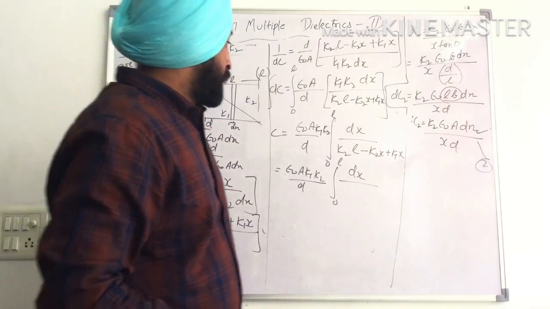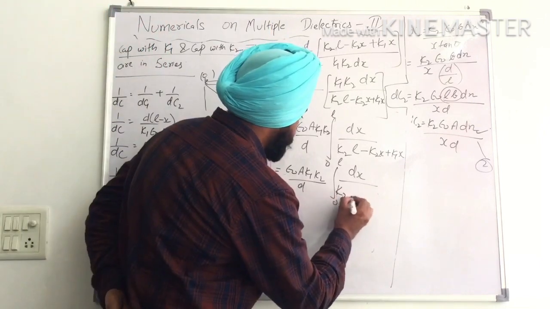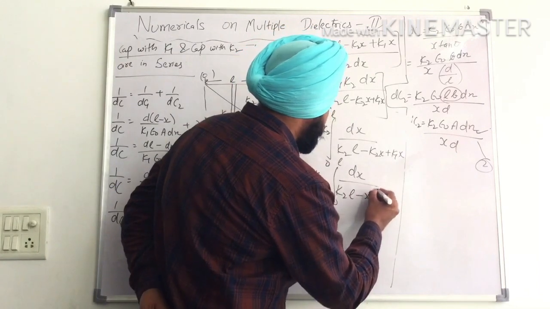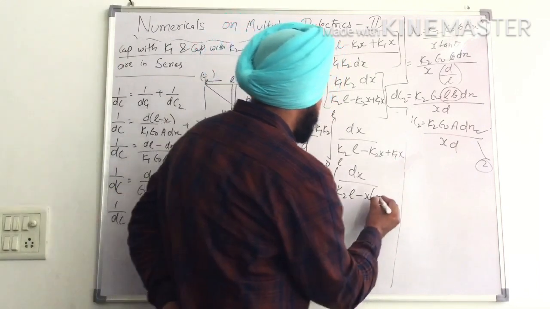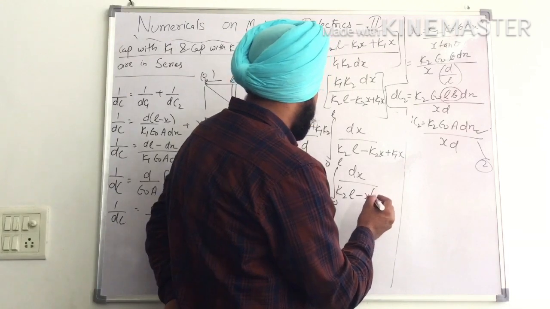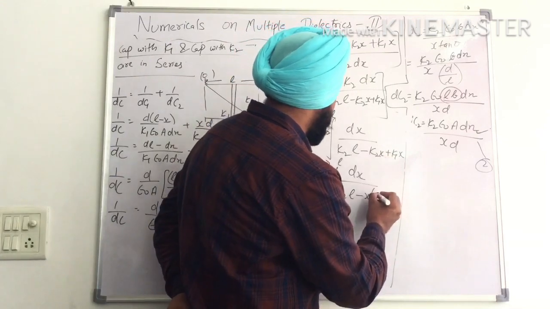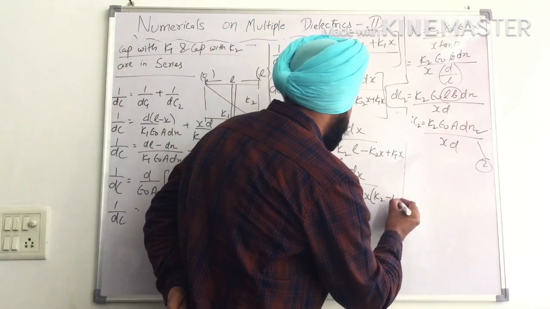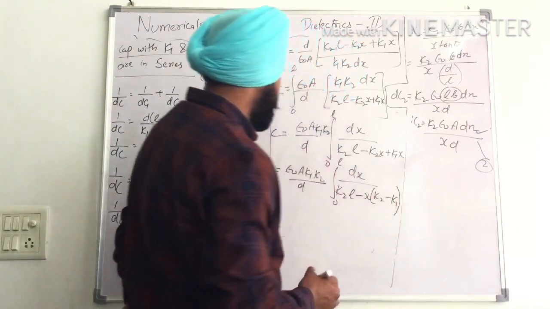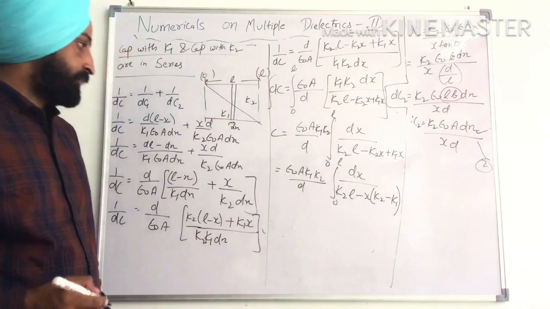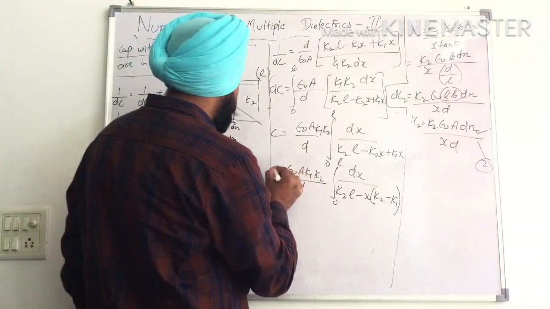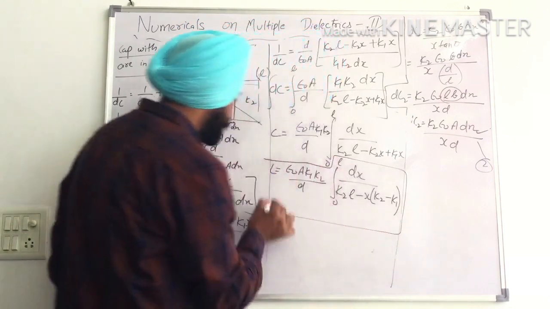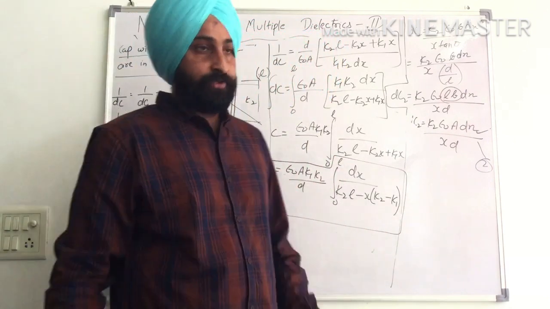Now from here I will be writing it as, I will be taking x common from here. So if I do that, I will be left with, I am taking minus x common here, so I will be left with K2 minus K1. Fine. So this is our equation, and now we will have to integrate this equation.